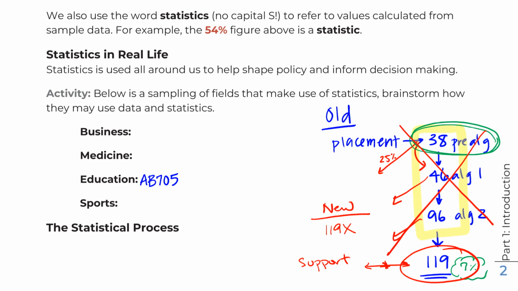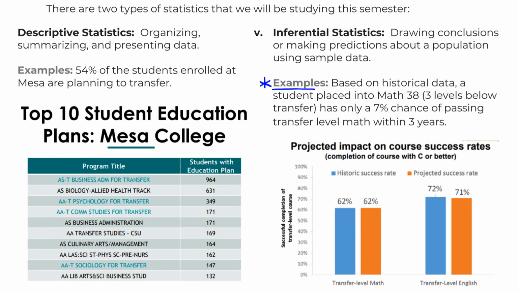So in education, AB 705 is a very real, very relevant way that statistics has been used. So bringing us back up here, there are two types of statistics that we're going to be studying. We have descriptive statistics, which this 7% pass rate could be considered a descriptive statistic, and inferential statistics, which is where we try to draw conclusions or make predictions based on what the data is telling us.